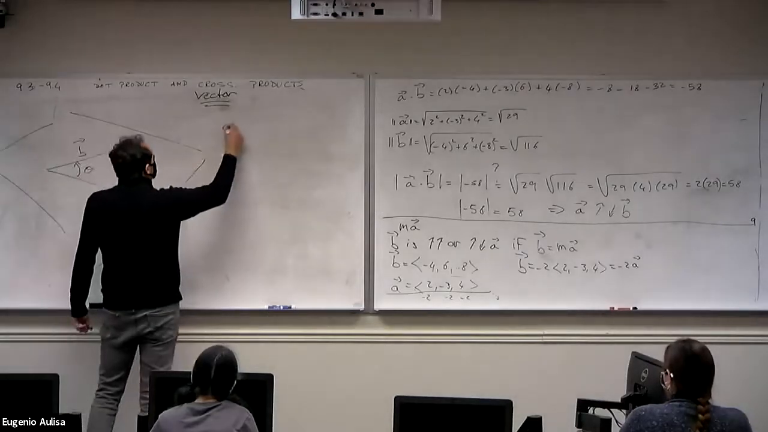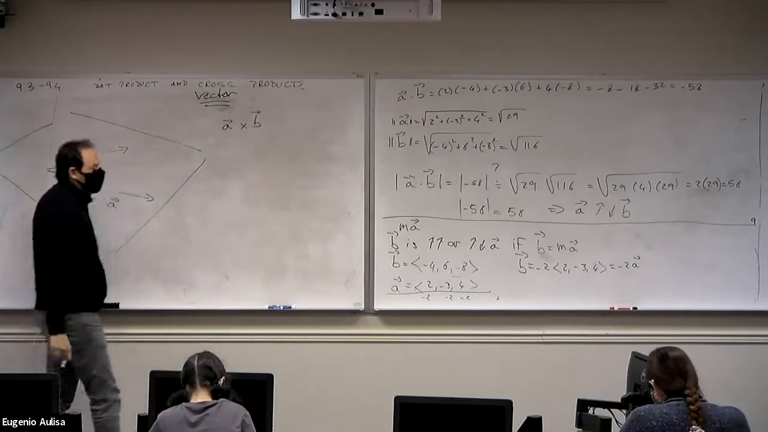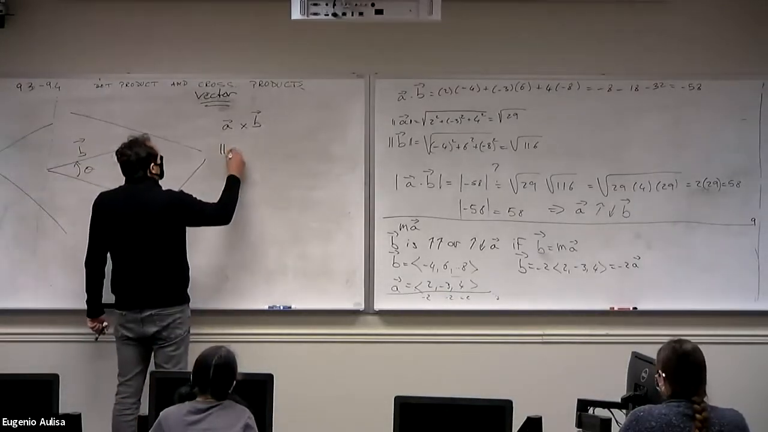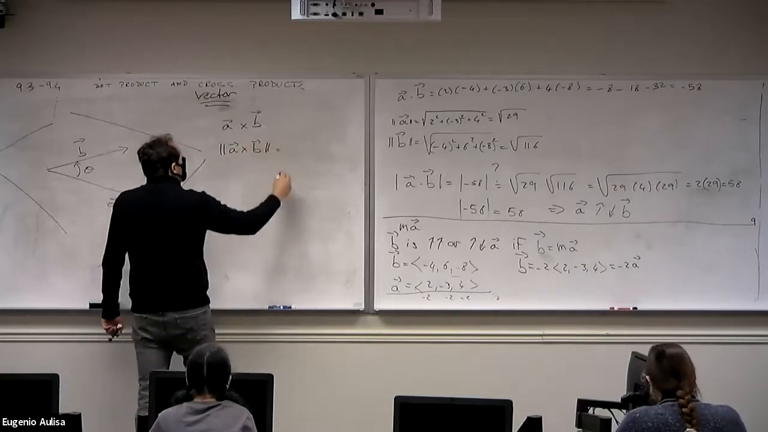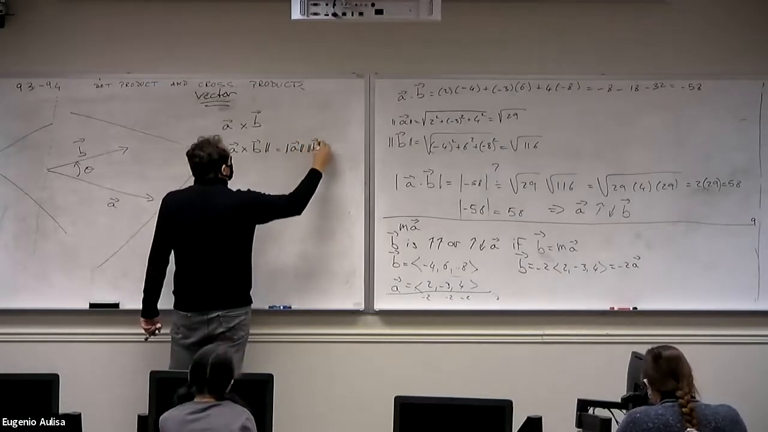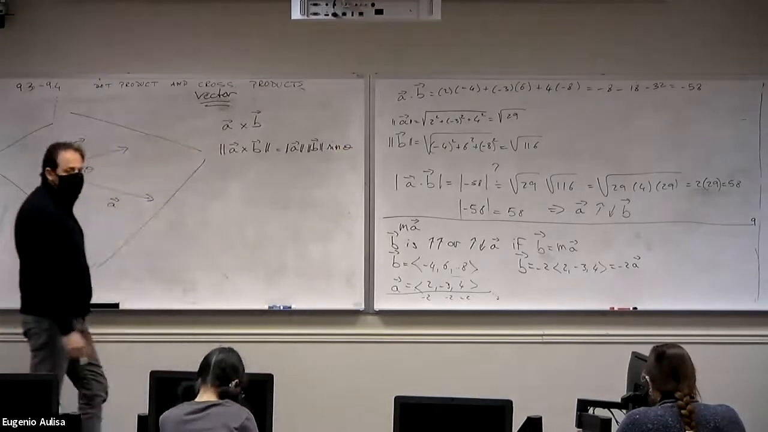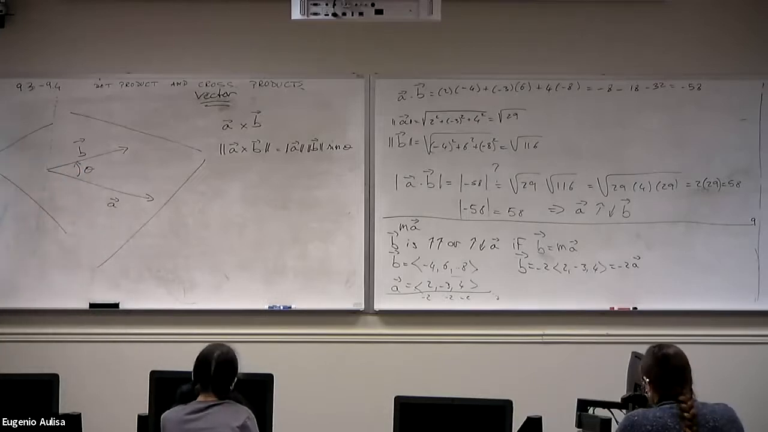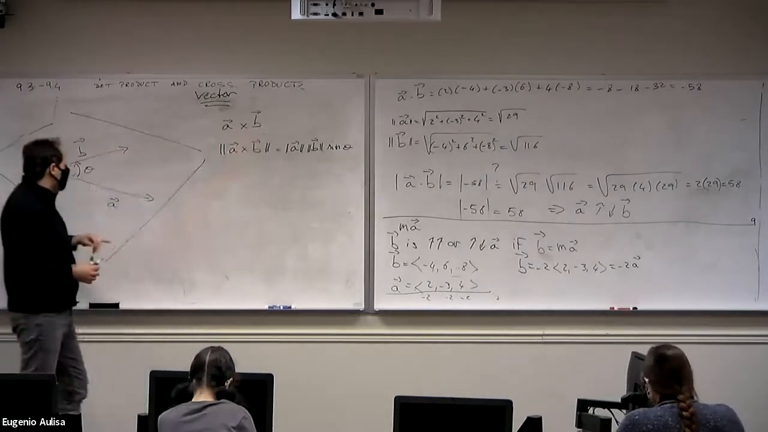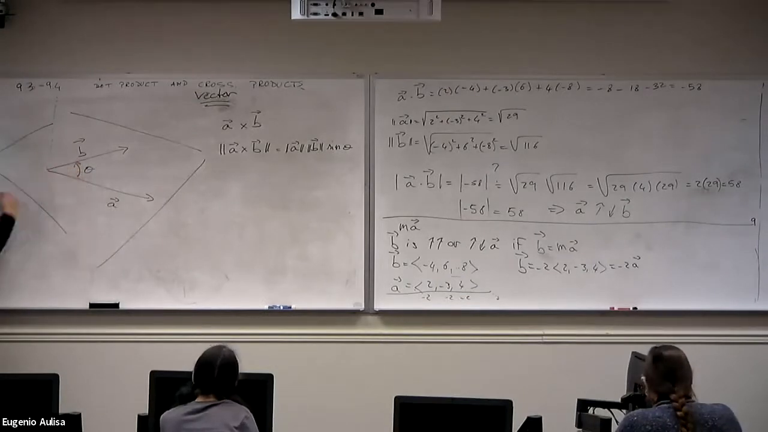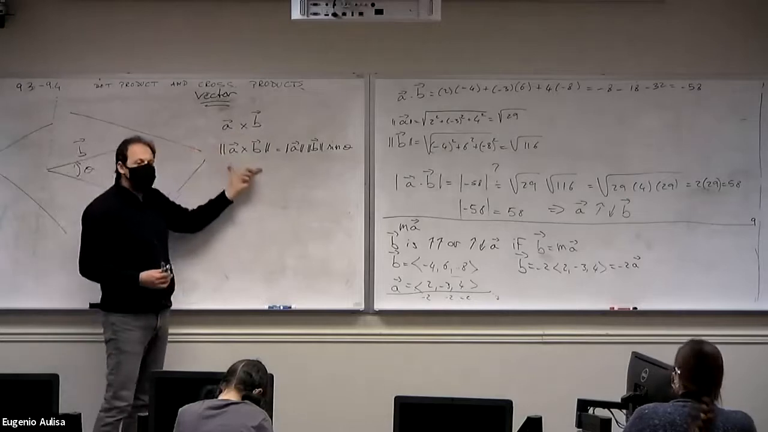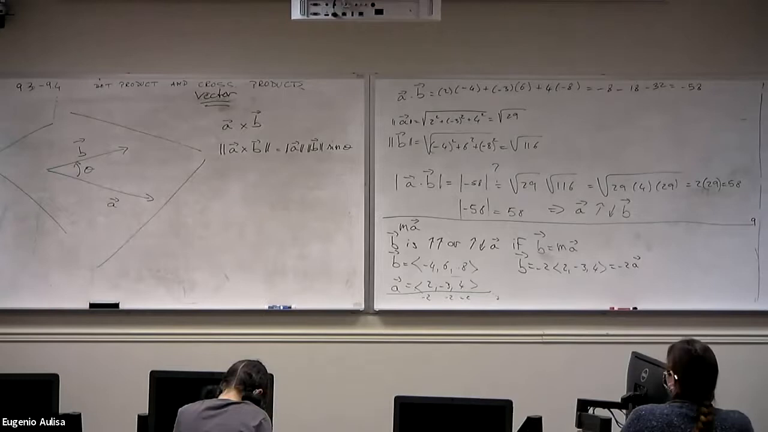And sorry, I didn't tell you, what we are looking for is A cross B. So A cross B is a vector where the size is given by the size of A times the size of B times the sine of the angle theta, which is again the smallest angle between A and B. And I always give a direction to this theta, because I'm doing the cross product from A to B. So I'm going from the vector A to the vector B, so the angle has an orientation.